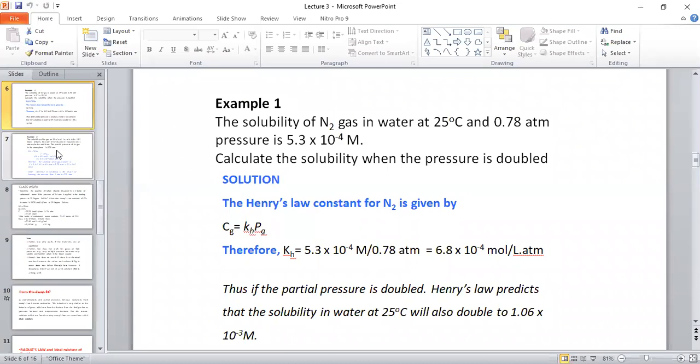That is 0.78 times 2. Multiply that by this Henry's constant, 6.8 times 10 raised to power minus 4. Then the answer you will obtain will be 1.06 times 10 raised to minus 3 molar. That is the solubility. So you can see it will double when the pressure is doubled.